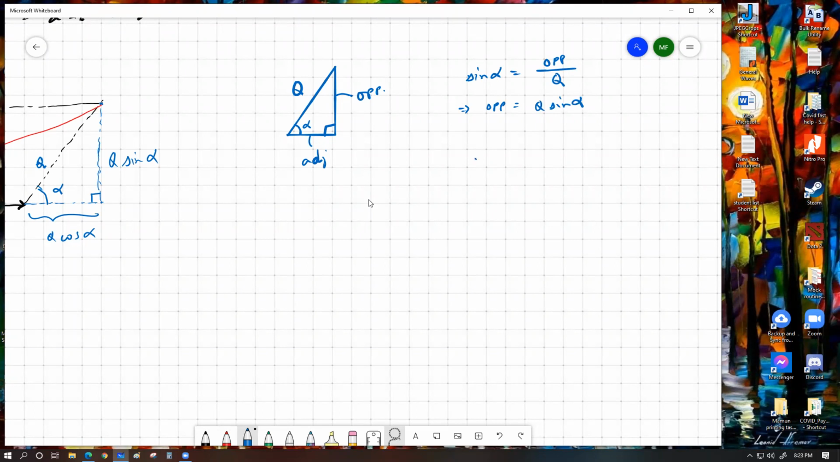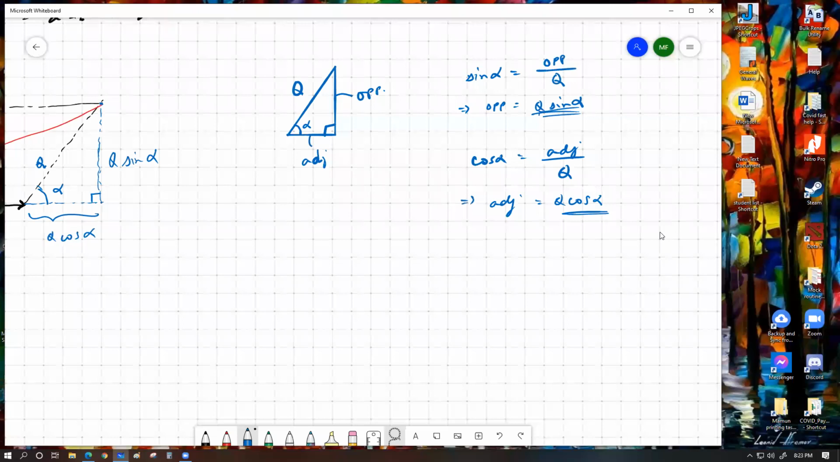In the same way, the ratio of cosine alpha is given by the adjacent side divided by the hypotenuse, which in this case is q. So if I just cross multiply, I can write that the adjacent side should be equal to q cos alpha. Now, what I'm trying to show you over here is basically these two expressions, q sine alpha and q cos alpha. What you need to understand is that whenever you have a right angle triangle in any given scenario, one of the sides of the right angle triangle is obviously the hypotenuse.